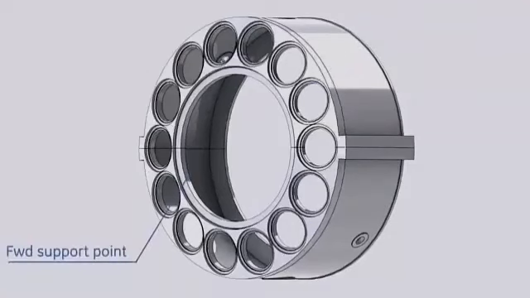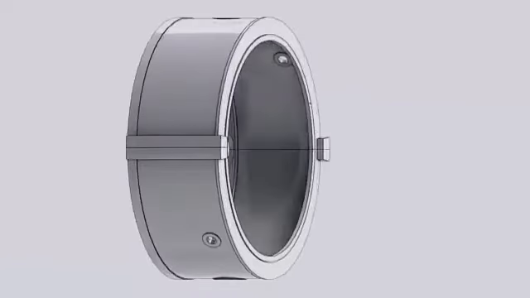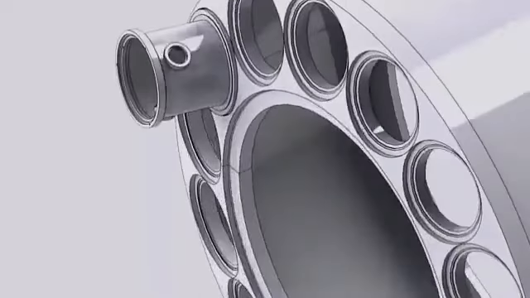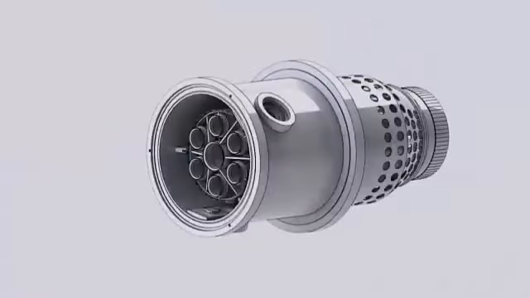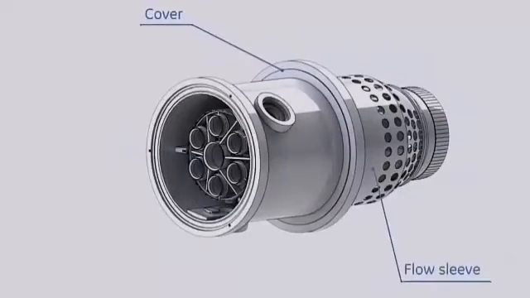The wrapper is supported by the compressor discharge casing and the turbine shell. The combustion chamber cover function is to carry the combustion chamber components. The flow sleeve is mounted on the combustion chamber cover.